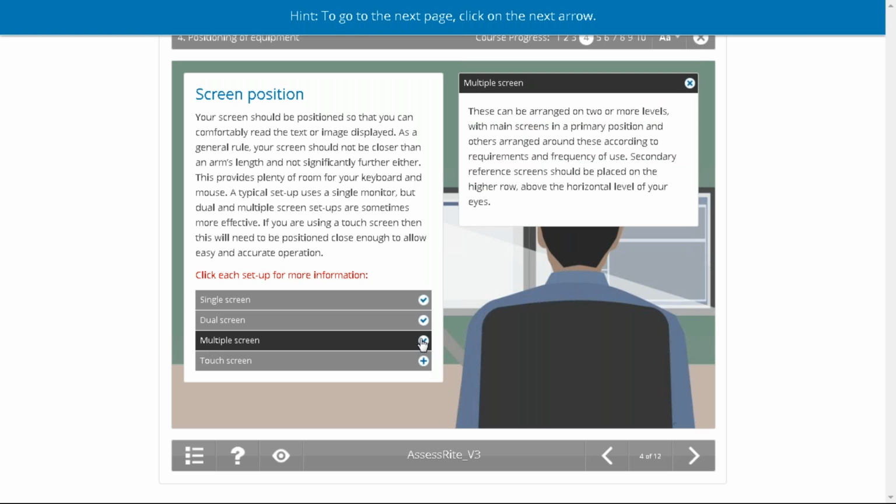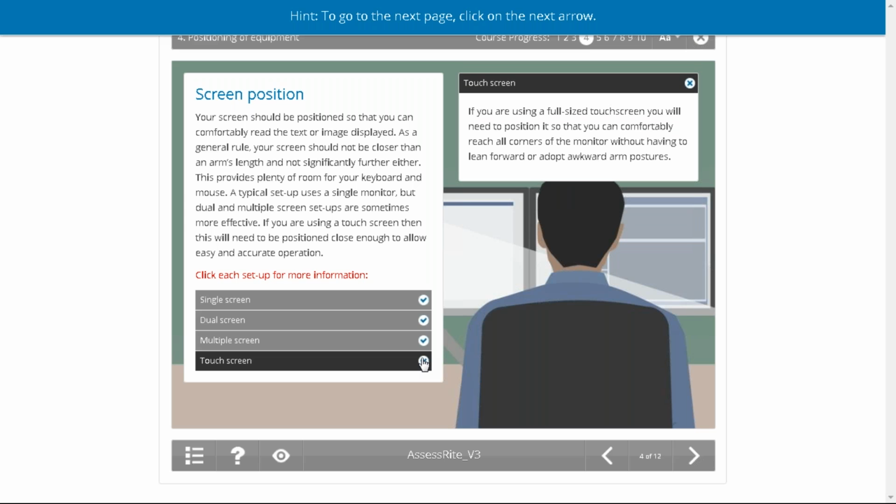So, multiple screens. These can be arranged on two or more levels, with main screens in primary position and others arranged around these according to the requirements and frequency of use. Secondary reference screens should be placed on the higher row, above the horizontal level of your eyes. And touchscreens. If you're using a full-size touchscreen, you'll need to position it so you can comfortably reach all corners of the monitor without having to lean forward or adopt awkward arm postures.